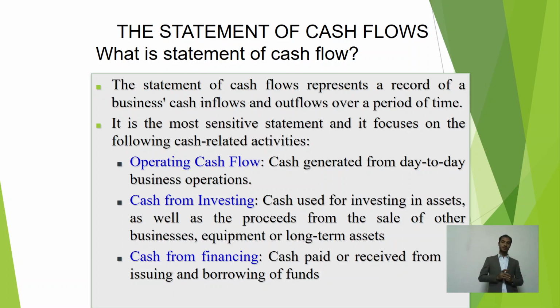Operating cash flow is cash generated from day-to-day business operations. Cash from investing is cash used for investing in assets as well as the proceeds from the sale of other businesses, equipment, or long-term assets. And cash from financing is cash paid or received from the issuing and borrowing of funds.